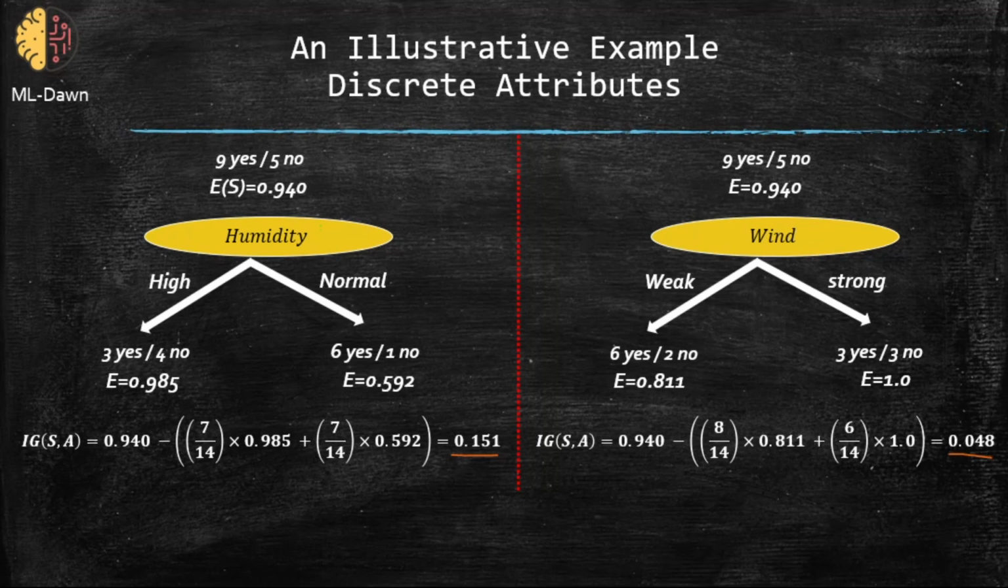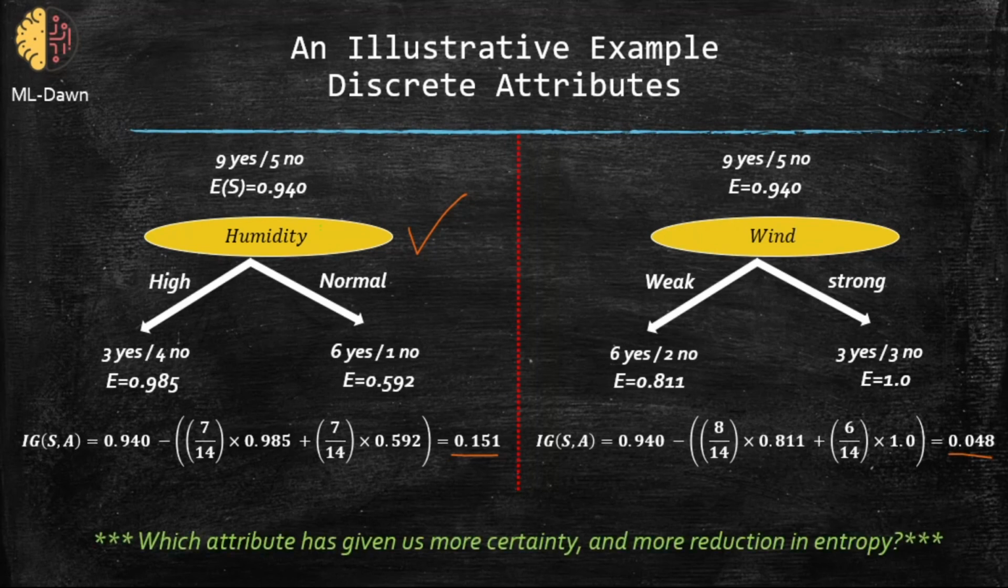Of course, because information gain tells us how much the entropy will reduce if we choose a particular attribute, we can see that for humidity we have a much larger reduction in entropy compared to the wind. So humidity is a better attribute compared to the wind. Then again, there are other attributes out there, but I simply don't have the time to go over all of them, but you got the gist of it. So which attribute has given us more certainty and more reduction in entropy? We saw that humidity did the job far better than the wind.